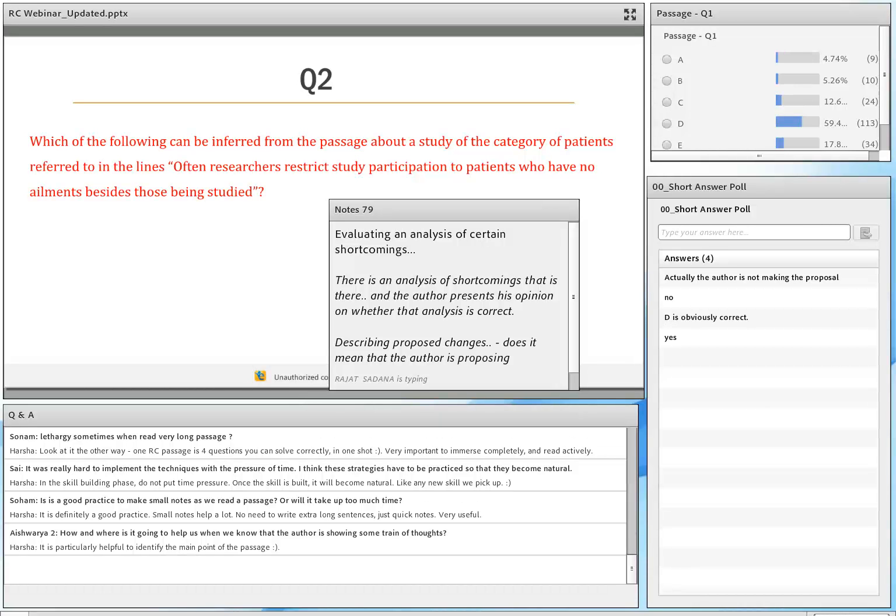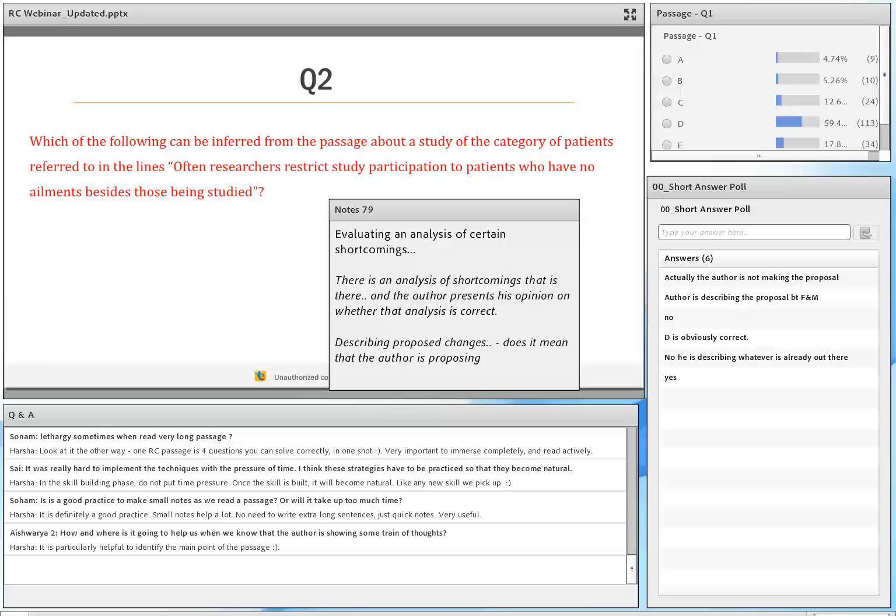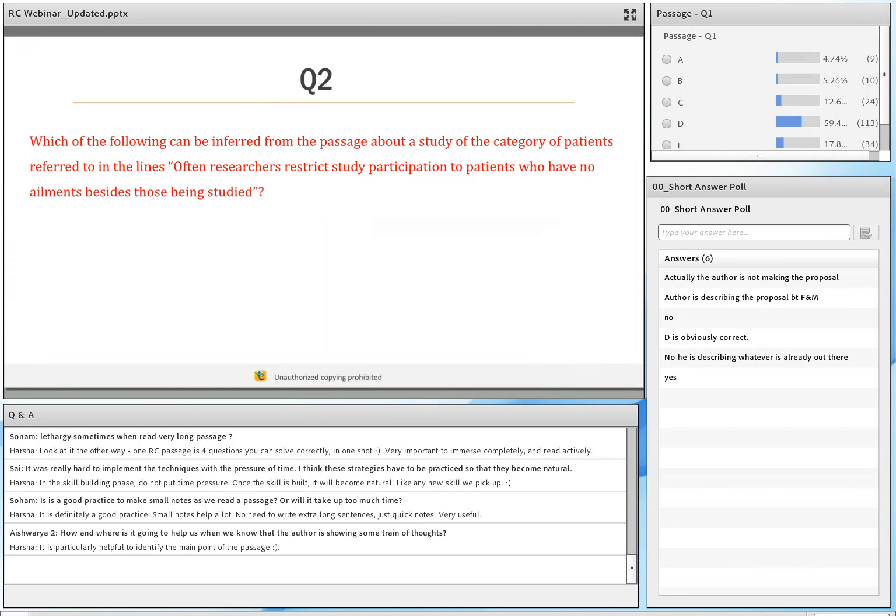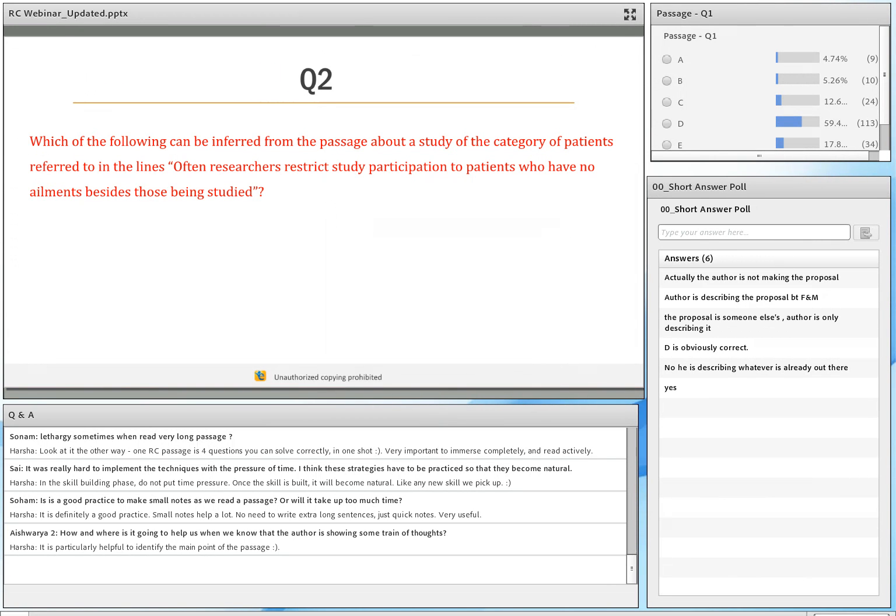No, it's describing the proposal. All right. It doesn't mean that the author is doing that. Our author is making the proposal. If you're making this error, you're making the same error in CR. You will have many issues with boldface questions, Aparna. This is a classical sign.